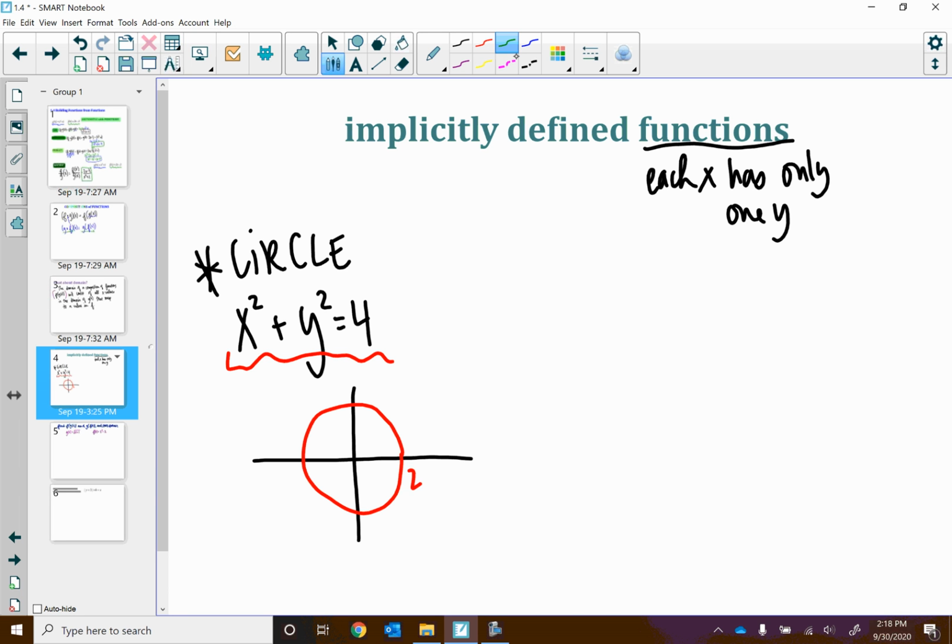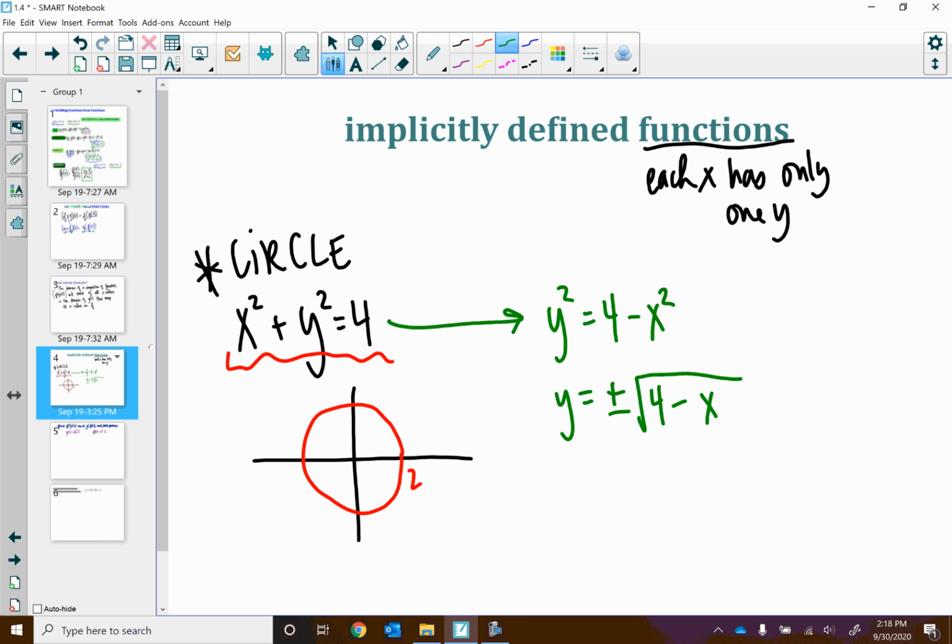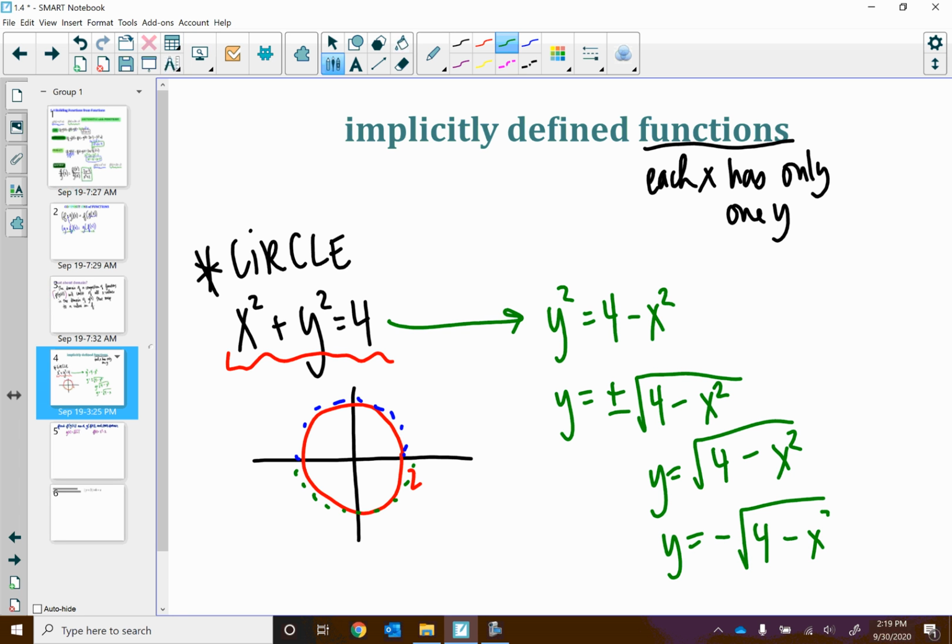So what we can do is define this in two different ways. If I solve for y, I'm going to have y squared equals 4 minus x squared. Y is equal to, if I take the square root, technically positive or negative square root of 4 minus x squared. And now I have two different equations. I have the positive version, which is technically the top half of my circle, and the negative version, which would be the bottom half of my circle. If you don't believe me, go to your calculator and type in y is equal to the square root of 4 minus x squared, and y is equal to negative square root of 4 minus x squared. You will see them graphed, and they will form a circle.